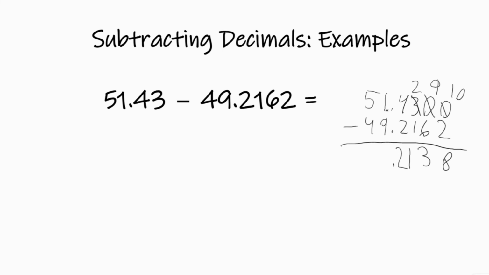So, since we can't do 1 minus 9, we're going to need to borrow 1 from the 5. So the 5 became into a 4, and then 10 plus 1 is 11. So 11 minus 9 is 2. So the answer to this equation is 2.2138.